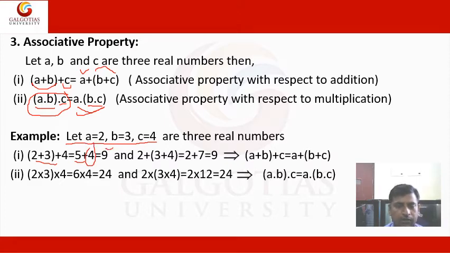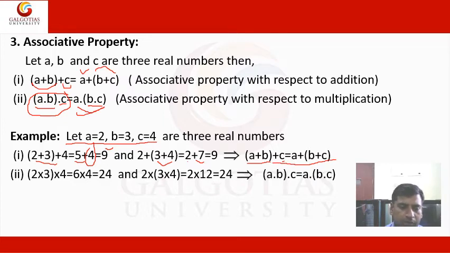Again, adding the last two numbers, B and C, 3 and 4, gives 7, and we add this sum with A, that means 2. So this is again 9. So here (A plus B) plus C equals A plus (B plus C). So the associative property holds with respect to addition.